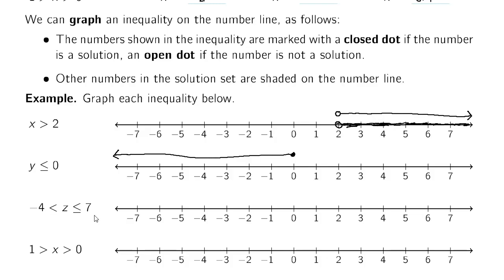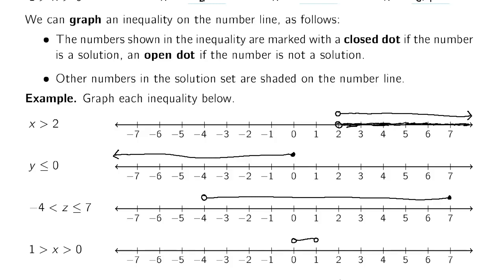Z is between -4 and 7. We'll have an open dot at -4, a filled in dot at 7, and we'll connect those. 1 is greater than x is greater than 0. We'll have an open dot at 0, an open dot at 1, and we'll connect those.